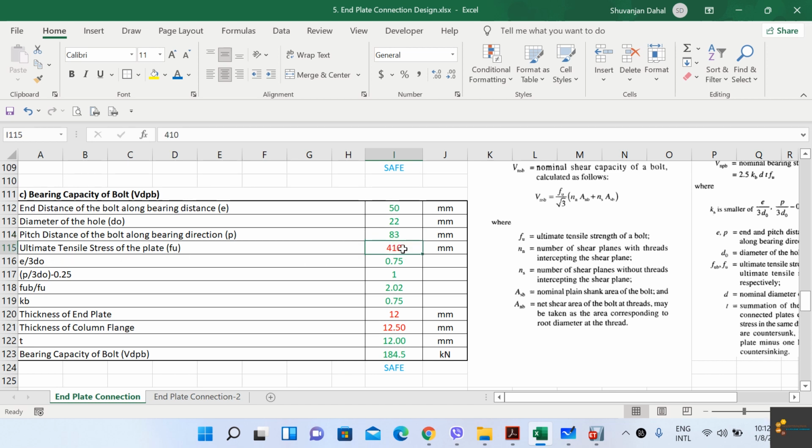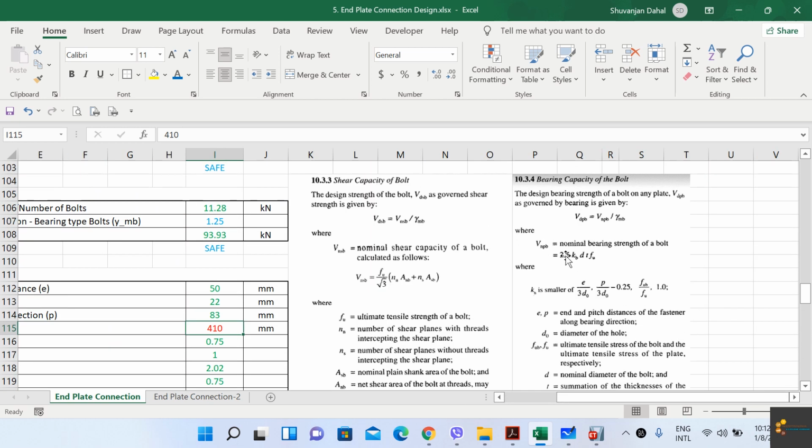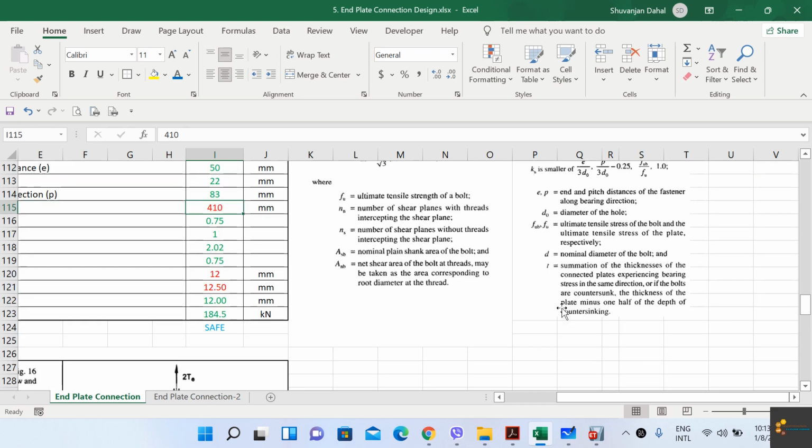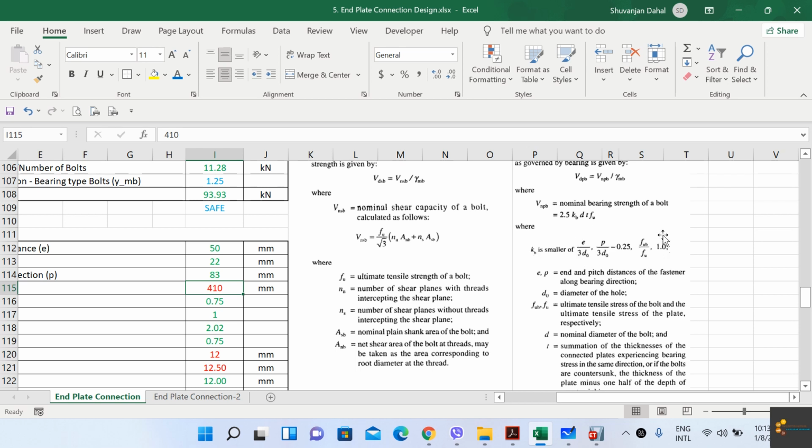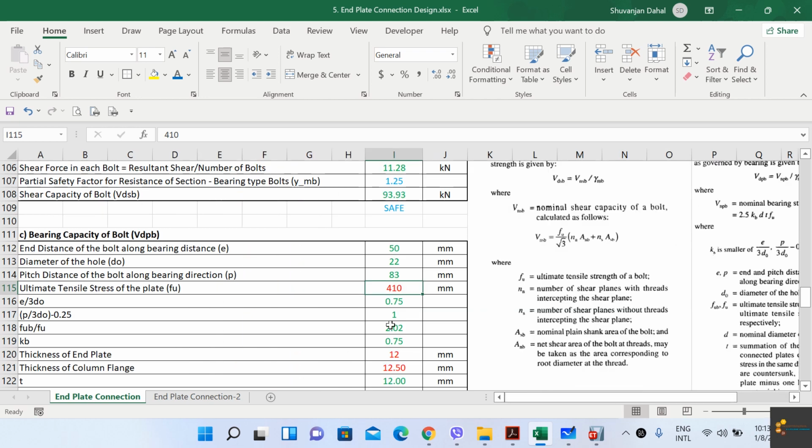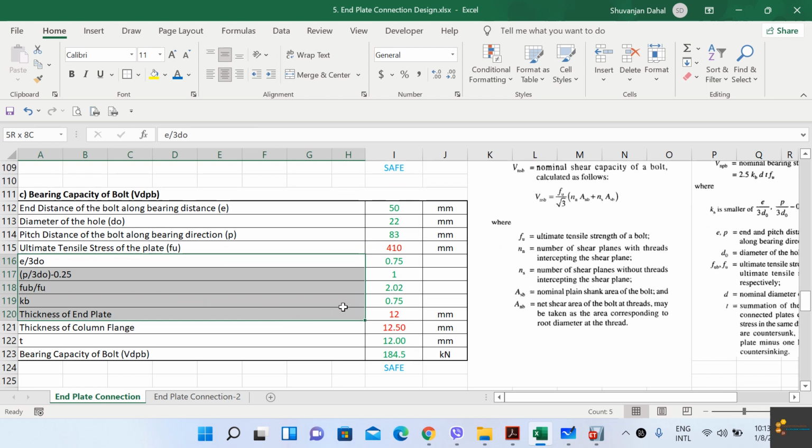Now you have to calculate e/3d0. Let's see in the formula here. The formula for the bearing capacity is given by 2.5 kb d t fu. So kb is the smaller of these four values here: e/3d0, p/3d0 minus 0.25, fub/fu, or 1. You have to take the minimum value. And then d is the nominal diameter of the bolt, and t and fu, and you have to use this formula to calculate the value of nominal bearing strength of bolt. So first let's see, kb means the minimum of these four values here, these three values and then one. So the minimum value comes out to be 0.75.